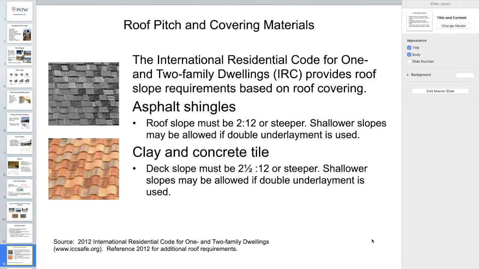So International Residential Code for 1 and 2 family dwellings: asphalt shingles, roof slope 2/12 or steeper. Clay, 2.5 per 12 feet horizontal or steeper. All right, shallower slopes obviously will hold more load, and we may end up having more snow or more rain that would want to settle there if we have those lower slopes.